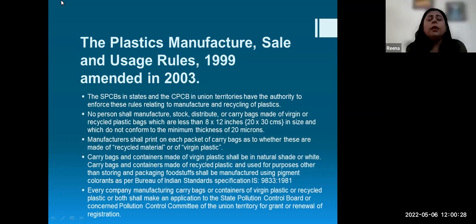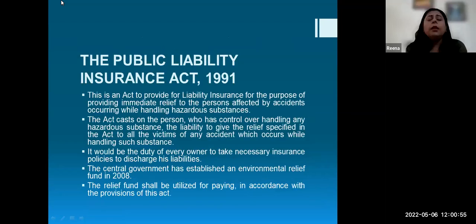For example, the EPR report, the extended producer responsibility report, needs to be submitted now as per the amendment. Then there is the Public Liability Insurance Act, 1991. The purpose of this act is basically to provide relief to any person who is affected by any accident occurring due to any accidental activities in any industry.